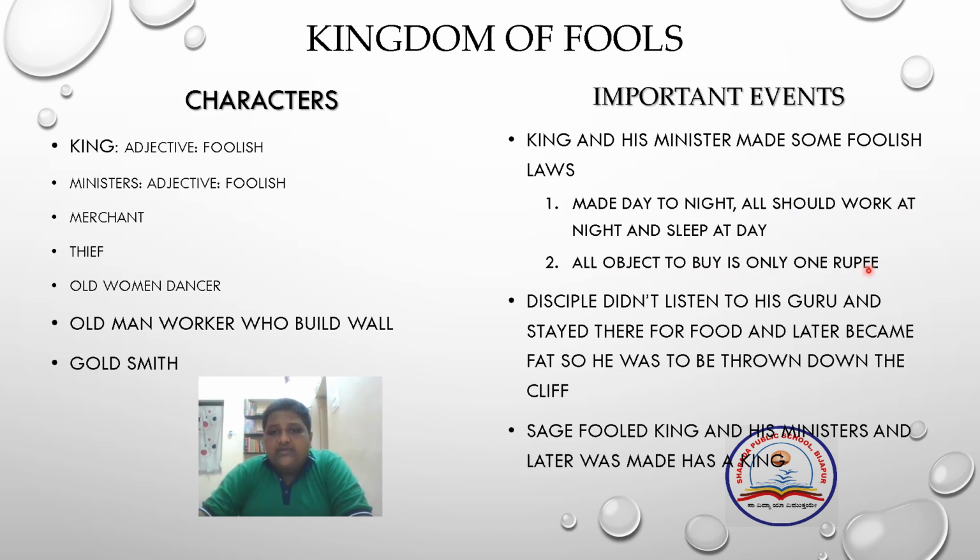So the second event is the disciple didn't listen to his guru and stayed there for the food, which was very cheap, and later became fat, so he was to be thrown down the cliff. And the third event was the sage fooled the king, and the king realized his mistake, and later he was made king.